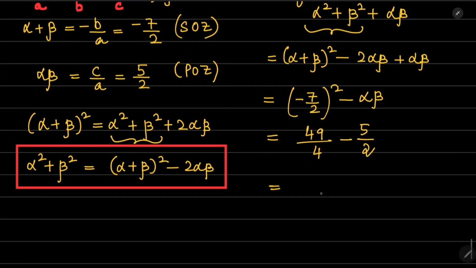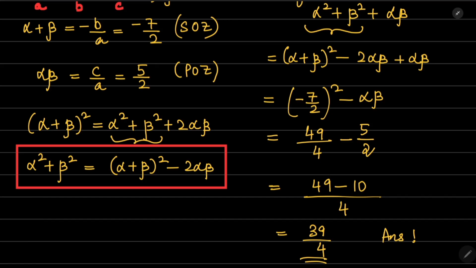Take the LCM, it is 4. So 49 minus 2 multiplied by what will give you 4? It's 2 into 2. This 2 you have to multiply with the numerator, which is 10. Okay, so the answer is 39 divided by 4. You can leave it as it is. This is your final answer.